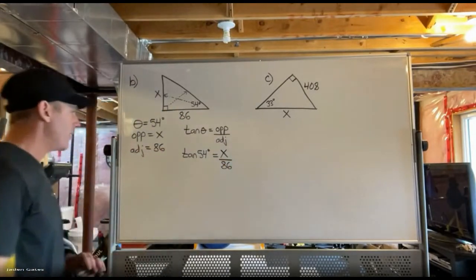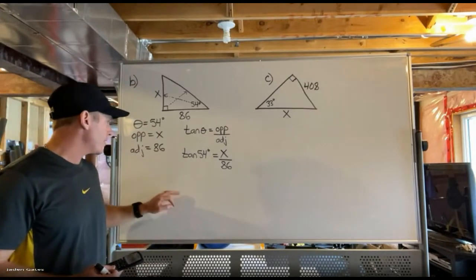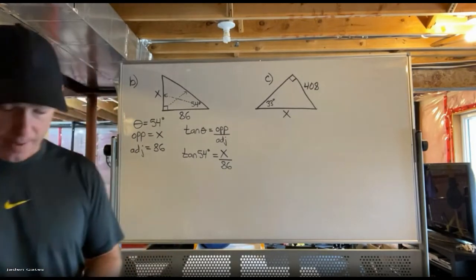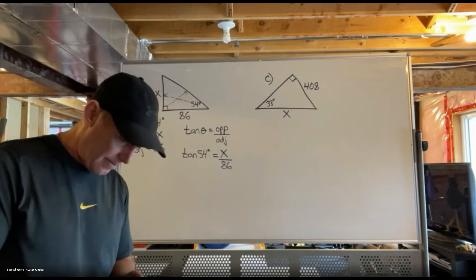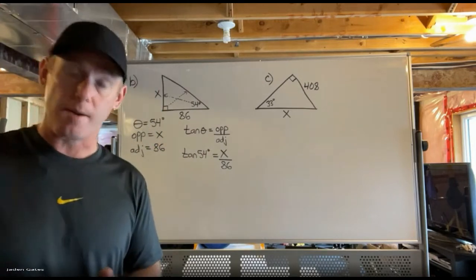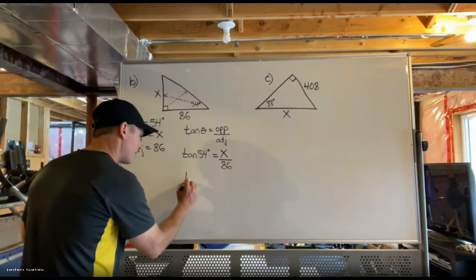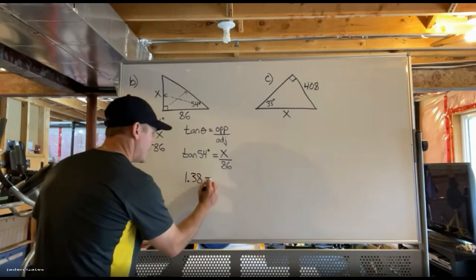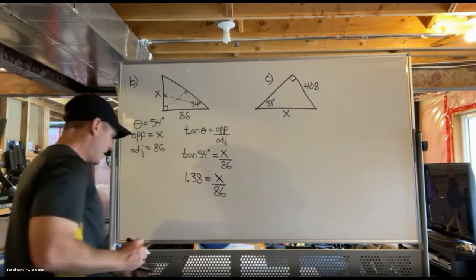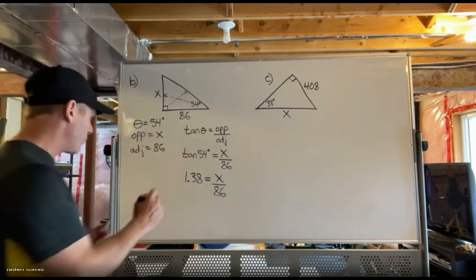All right, so now again, like I did before, the best part about this stuff is that the final finale is the same every time. And so I hit tan 54. And if you have your calculator in the right mode, you should get 1.38 equals x over 86. But again, this is where I'm going to create a fraction equaling a fraction because it makes it easier for me to solve.